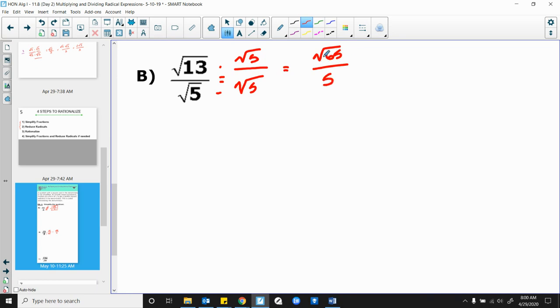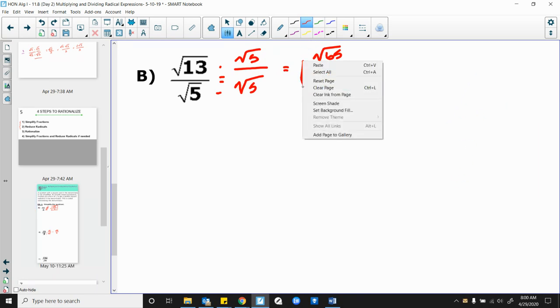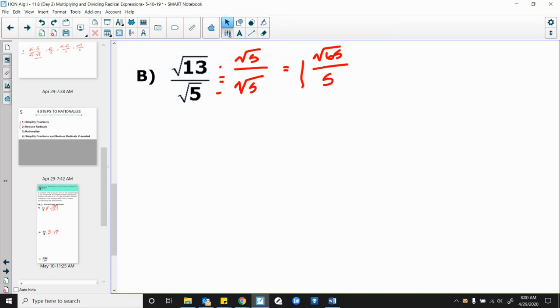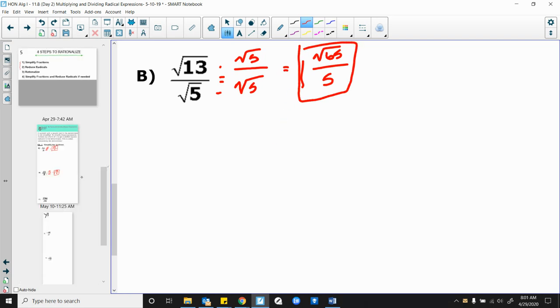Once again, can I reduce these fractions? Nope, cannot. And are there any perfect squares that I can divide out of 65? I would suggest you write them out one time whenever you take these quizzes, but no, I can't. So that ends up being my answer there. Okay, moving on to the next.